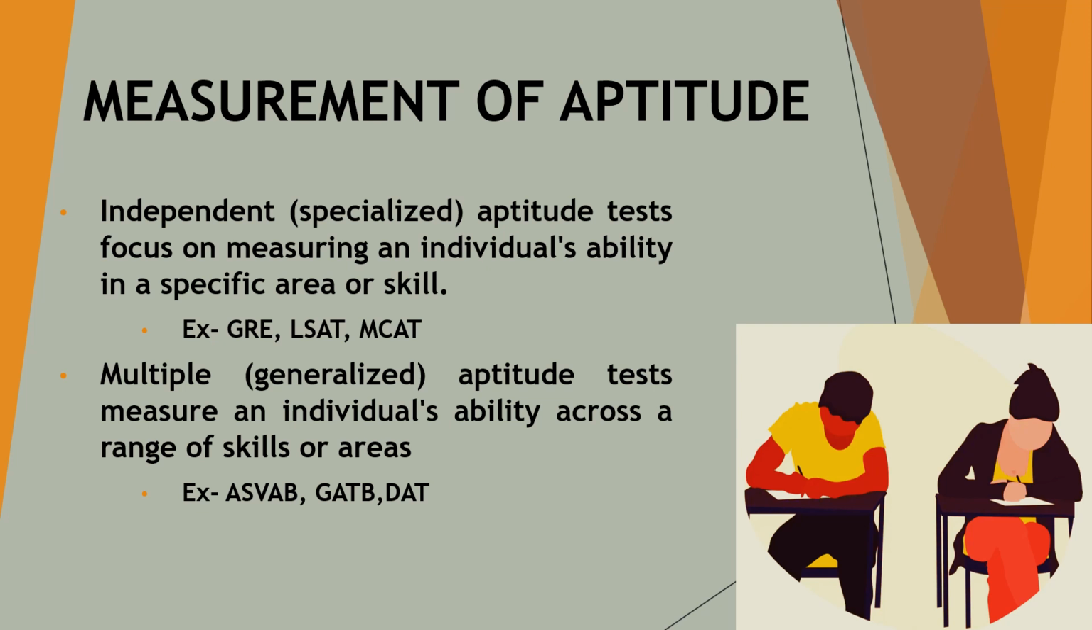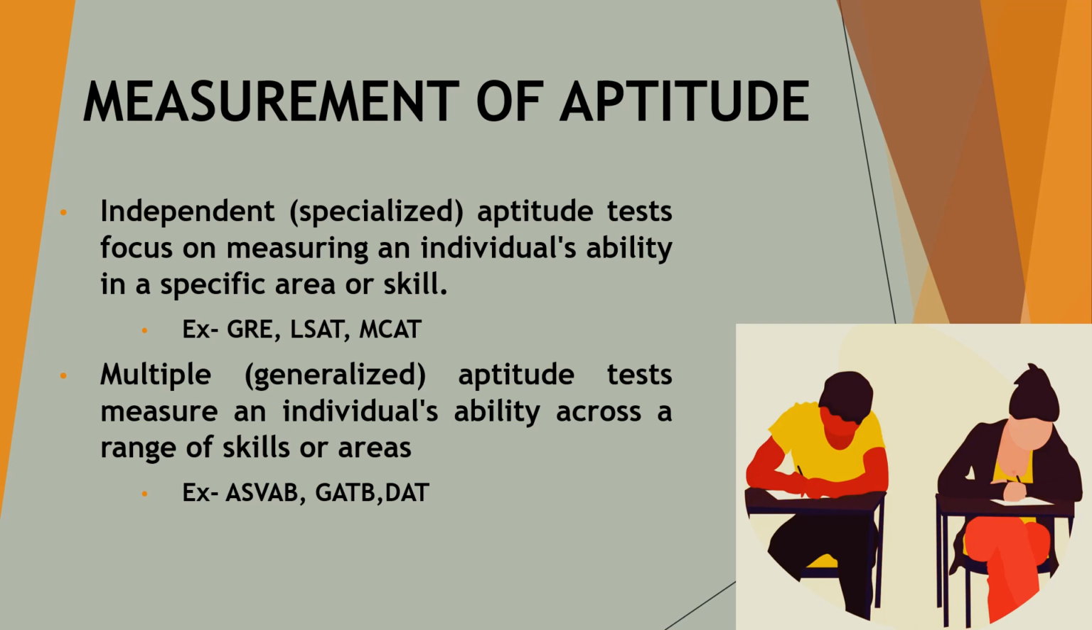Independent aptitude tests and multiple aptitude tests are two types of aptitude tests that are commonly used in education and employment settings. First, the independent or the specialized aptitude test. It focuses on measuring an individual's ability in a specific area or skill. These tests are designed to assess a narrow range of abilities and are often used to evaluate individuals who are seeking admission to a particular program or position. Examples of independent aptitude tests include the Graduate Record Examination, the Law School Admission Test, and the Medical College Admission Test.